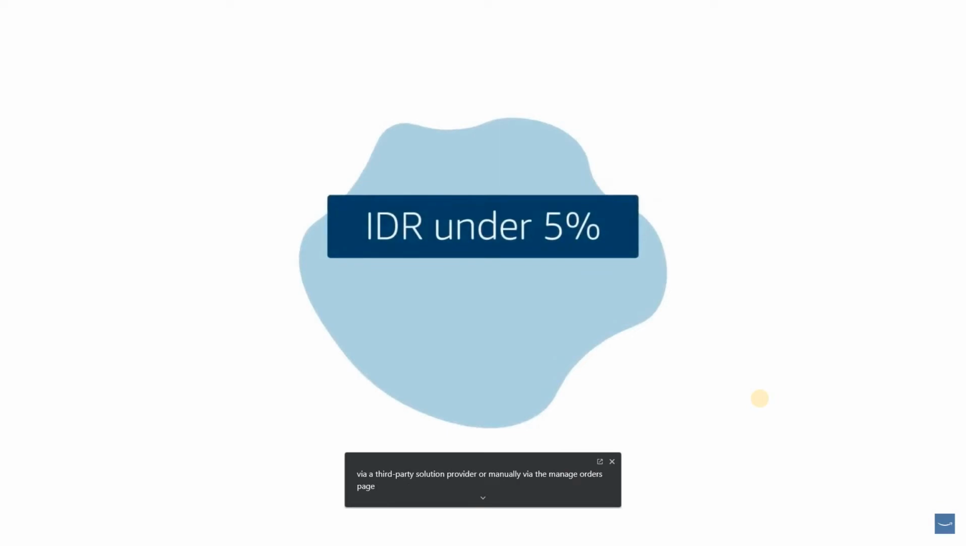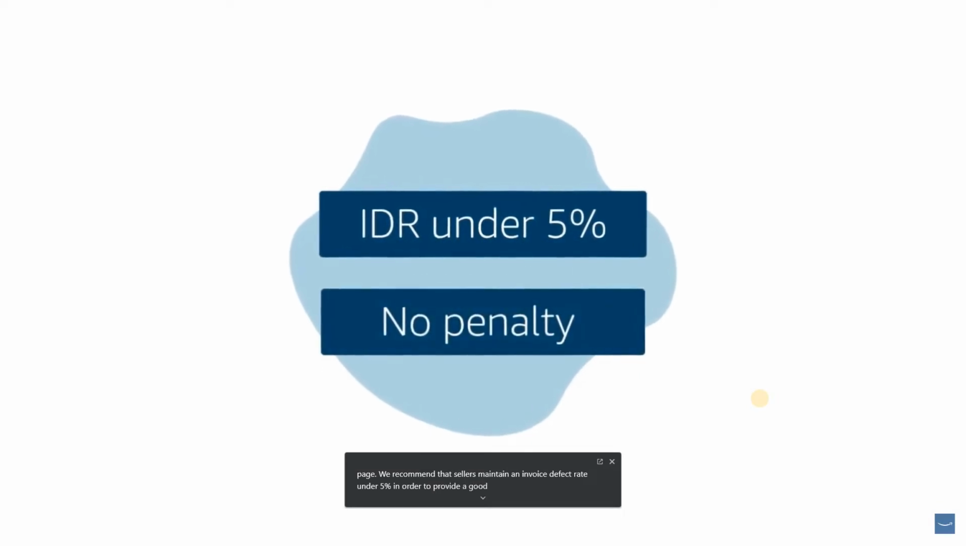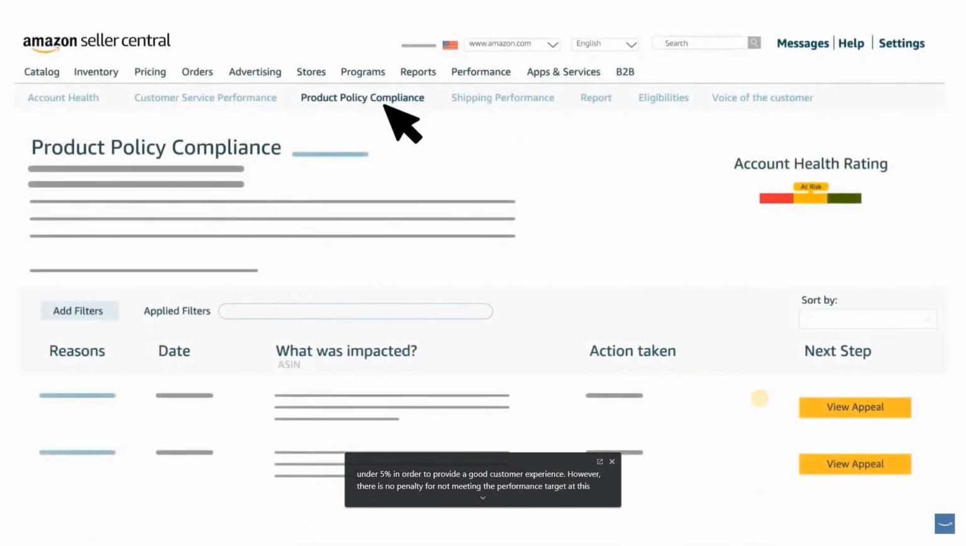We recommend that sellers maintain an invoice defect rate under 5% in order to provide a good customer experience. However, there is no penalty for not meeting the performance target at this time. Product Policy Compliance. This page in the Account Health tab contains all listing level violations.